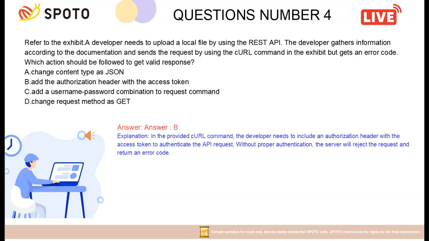Answer, B. In the provided curl command, the developer needs to include an authorization header with the access token to authenticate the API request. Without proper authentication, the server will reject the request and return an error code.